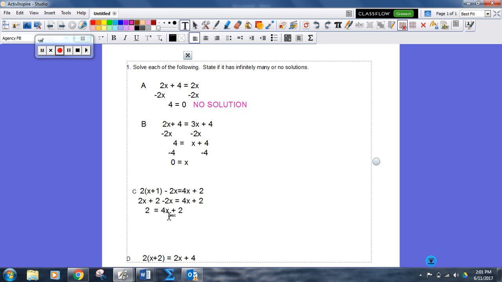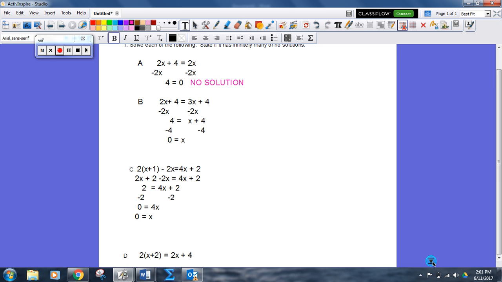Again, I want to get x by itself, so I'm going to subtract 2, because there is a 2 on that side. And when I subtract 2 from each side, I get 0 equals 4x. I divide both sides by 4, and 0 equals x.